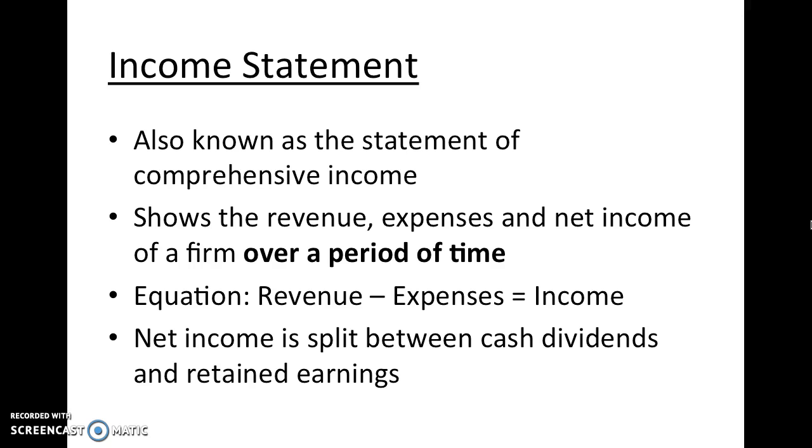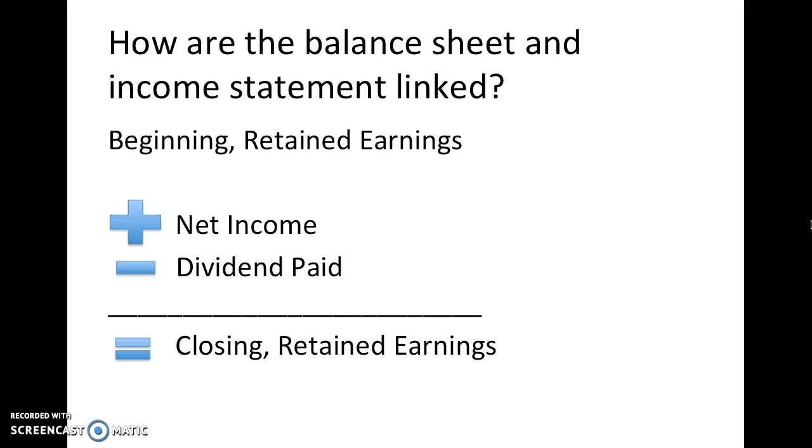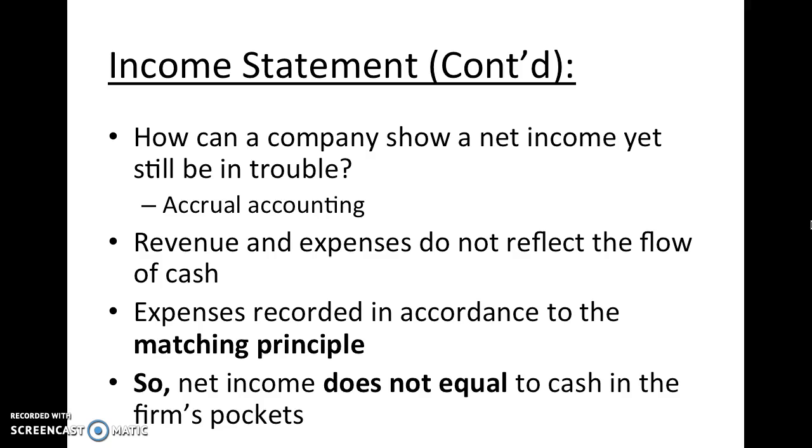And now this is where net income and balance sheet are connected to each other. When we look at a balance sheet and income statement, how are they connected? The beginning retained earnings on the balance sheet will have net income added minus dividends paid, and that'll give us the closing retained earnings account.